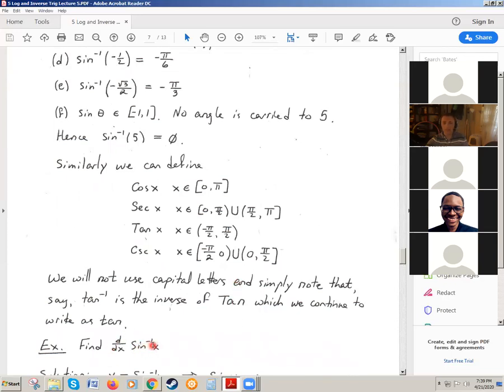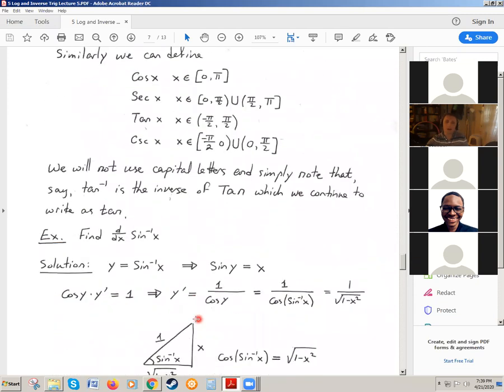What's the derivative of sine inverse of x? It's just a derivative of another inverse function. We can do it either geometrically or by implicit differentiation. They mean exactly the same thing. The reason they work is exactly the same reason. So how do I figure it out?